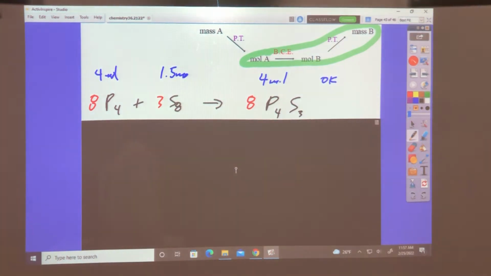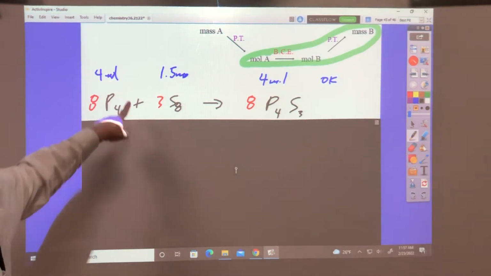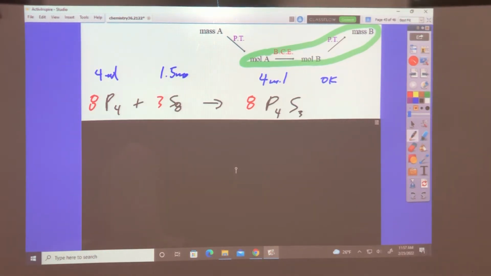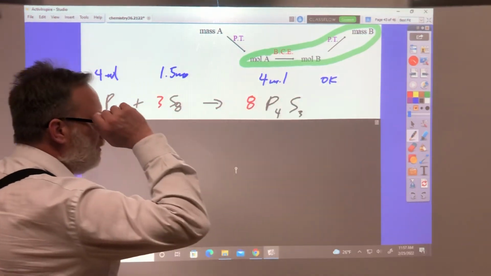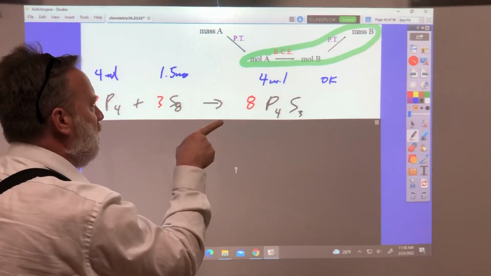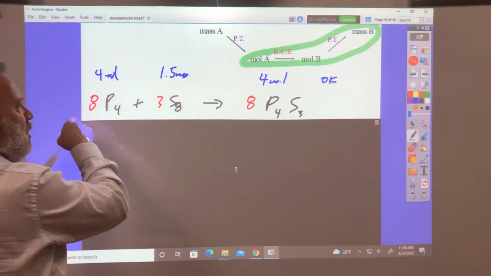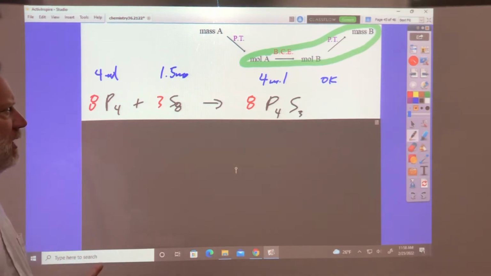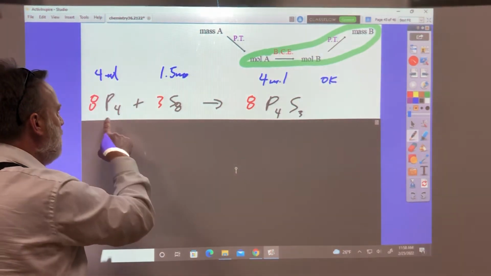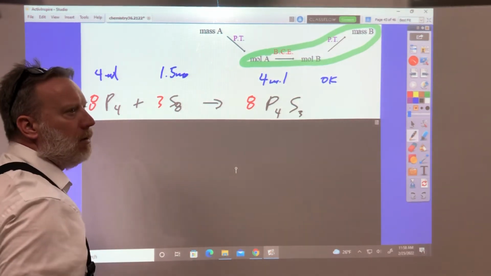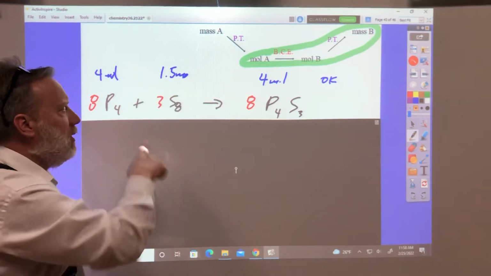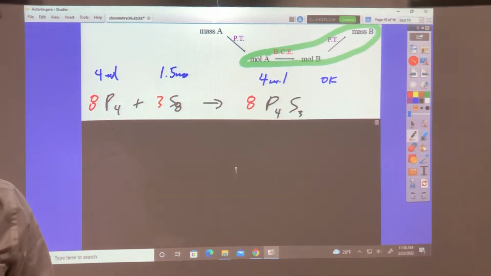So in the first one, we want to determine whether or not this is incorrect. 4 moles of P4 react with 1.5 moles of S8 to form 4 moles of P4S3. That one is okay, because if you look at the balanced chemical equation, you could have numbers of molecules. That's 8, 3, and 8. So if I have 4 of these, I'm going to have 4 of those, and half of 3 is 1.5. So these numbers are okay. That one's right. We don't have to rewrite that one.